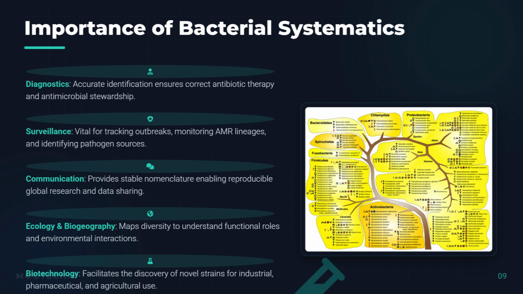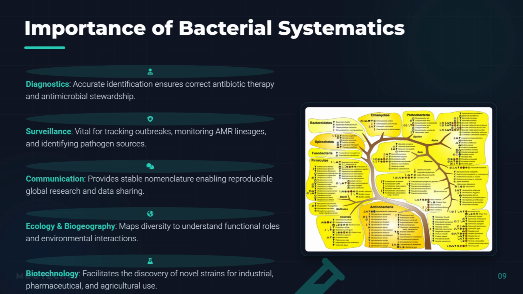For surveillance, it is vital for tracking outbreaks, monitoring antimicrobial resistance lineages, and identifying pathogen sources. It's the foundational tool for public health experts managing diseases and preventing their spread. It enables clear communication by providing stable nomenclature, enabling reproducible global research and data sharing. When every lab uses the same, correct name, scientists can reliably share and compare findings worldwide.